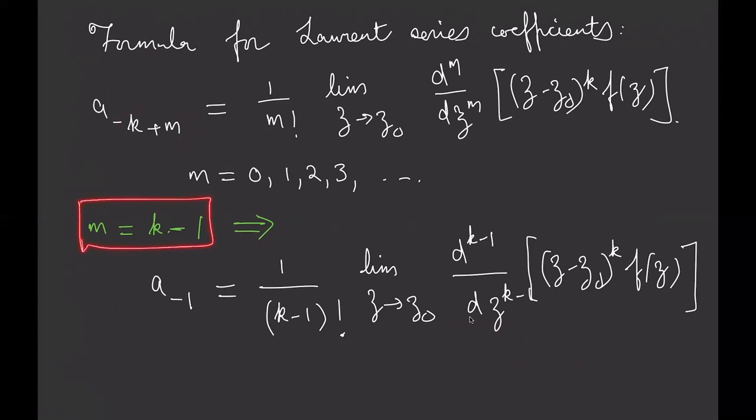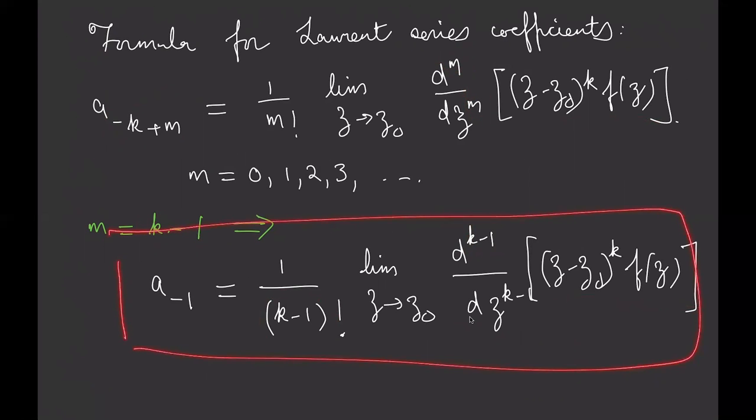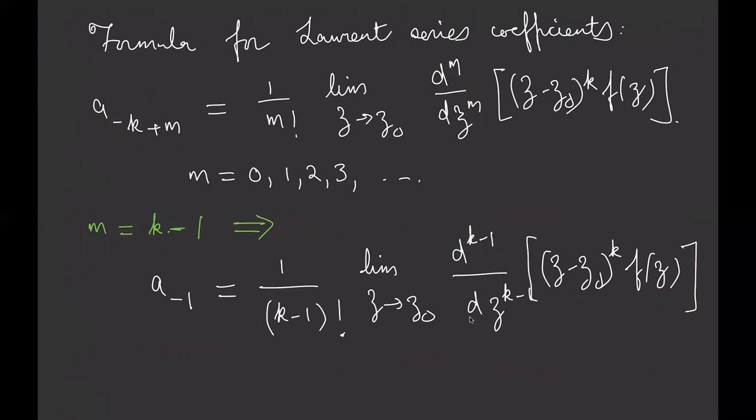I want this to be negative 1. So what I can do is put in m equals k minus 1, because then I've got a k minus 1 over here, the k is cancelled, and I'm ending up with negative 1. So I have 1 over k minus 1 factorial, and then the k minus first derivative of z minus z0 to the k times f of z. So here's a very nice formula for a negative 1 if your function f has a kth order pole, and this is easy to remember. By multiplying by z minus z0 to the k, you're actually getting an analytic function, which is why you're entitled to take derivatives and so on. But you have to take k minus 1 derivatives, and you've got a k minus 1 factorial over here.